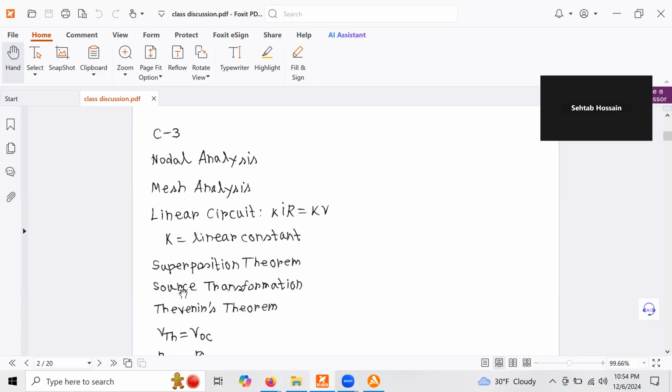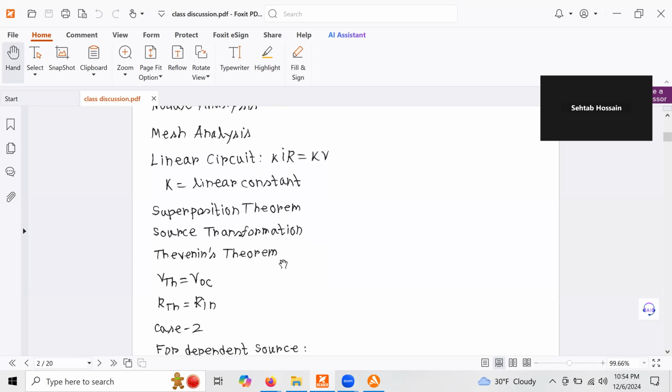And then we learned about source transformation. In source transformation, we learned that we can change a voltage source to a current source and a current source to a voltage source. If we want to change a voltage source to a current source, then the resistor in series with the voltage source will be in parallel with the current source, and vice versa. If we want to change a current source to a voltage source, then the resistor in parallel with the current source will be in series with the transformed voltage source.